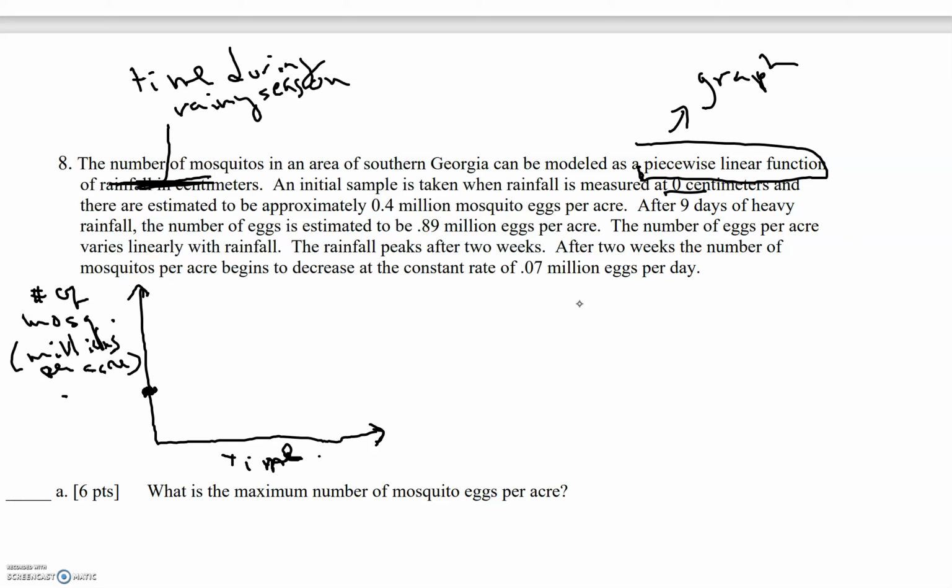But anyways, so at time 0, we had 0.4, and then after 9 days, we have 0.89. Okay, let me connect those dots. And it says that it's linear. So we have a line between these two dots. And then actually we just keep going for 2 weeks. It says rainfall peaks after 2 weeks. So I'm going to go all the way to 14.